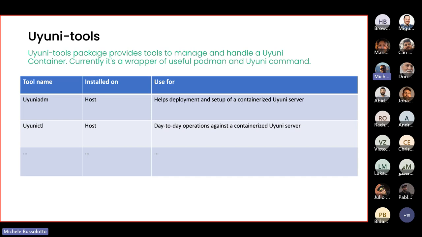So right now, UniTools is an RPM package that provides tools to manage and handle a Uni server container. You can consider it just a wrapper for some useful podman commands. The first one that I would like to present to you is the Uni admin tool. It should be installed in the host system, and it helps deployment and setup of a containerized Uni server. So we provide tools, for example, to start a container and migrate a container. In this scenario, when we talk about migration, we mean that we have a traditional Uni server and we would like to port everything into a container. Another command that we created is the uniCTL.